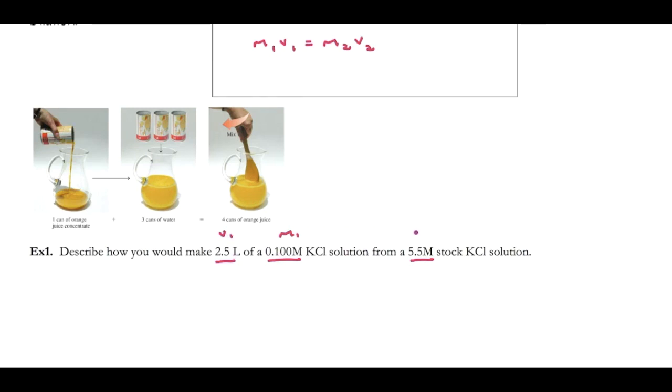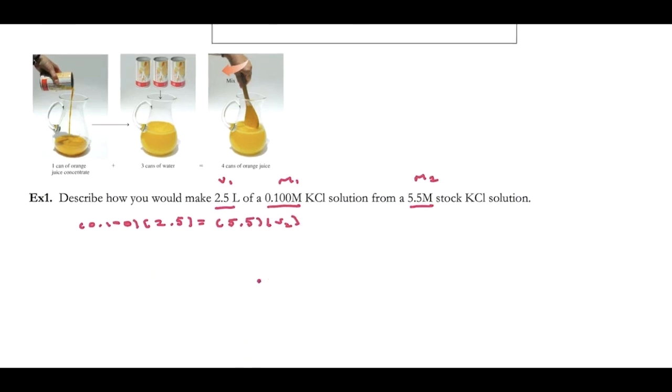And so the question becomes, okay, what volume of my stock solution do I need to measure out? This first step of pouring in your concentrated solution. So let's determine that. M1 V1 equals M2 V2. So my M1 is 0.100. My volume is 2.5 liters. My M2 is 5.5 molar. And I'm solving for my V2. So let's do that. I'm going to take 0.100, multiply by 2.5, and then divide that by 5.5.